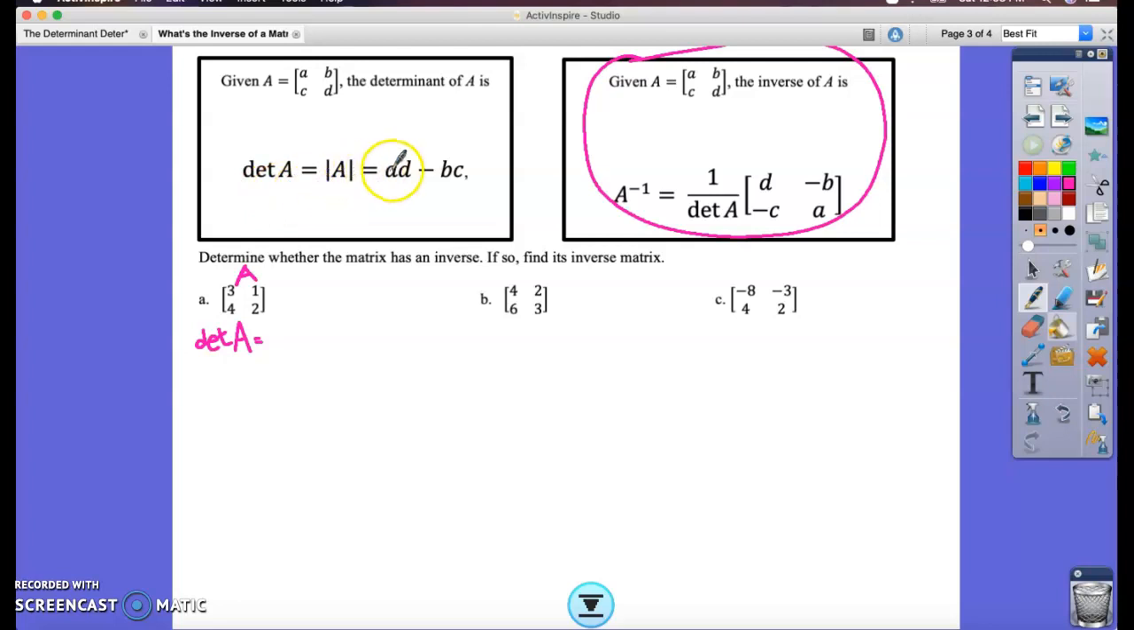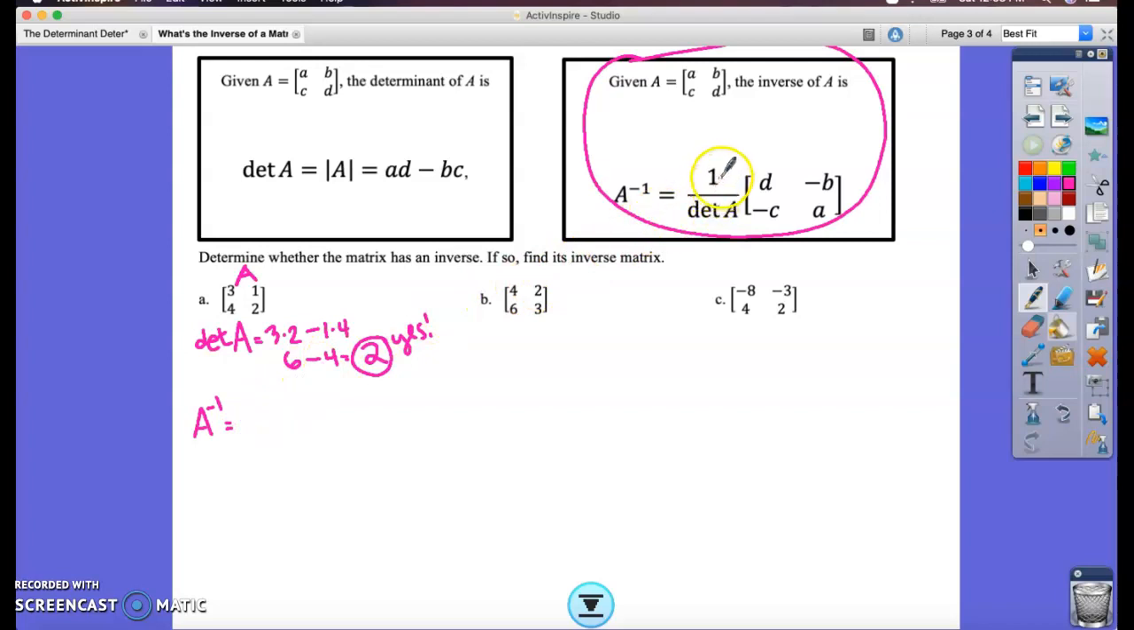The det of A is diagonal minus diagonal, the difference of the diagonals. So 3 times 2 minus 1 times 4. 3 times 2 is 6. 1 times 4 is 4. The determinant of this matrix is 2, which means yes, it has an inverse. So if so, let's find the inverse. So we want to find A inverse.